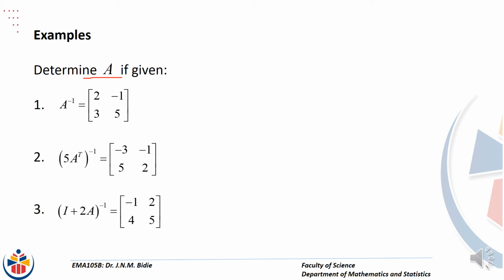And then 2A will be equal to that matrix minus I. Remember I, which is a 2 by 2, is 1, 0, 0, 1. Then when you've got that answer, you divide by 2. That will give you A.